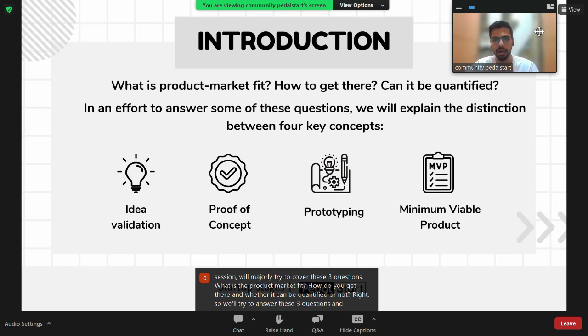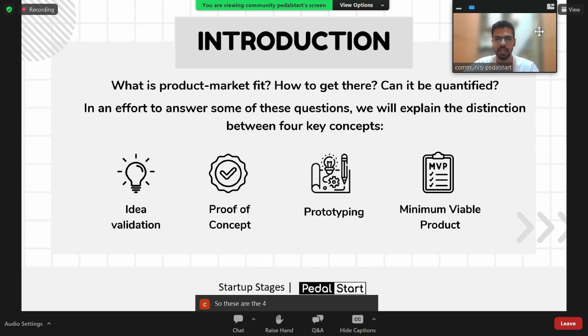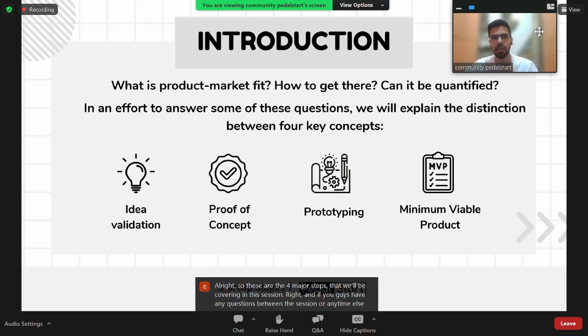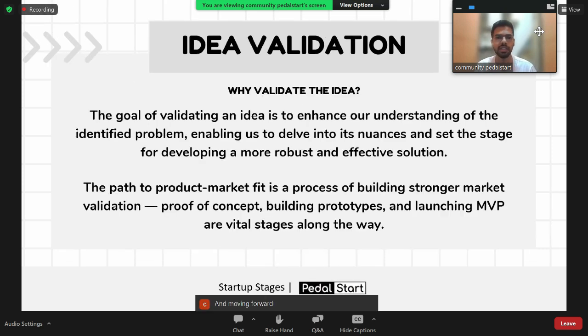To reach a stage of product market fit, a startup needs to go through these following four major concepts, right? One needs to validate their idea, build a proof of concept, build a prototype, and eventually release a minimum viable product in the market, right? So these are the four major steps that we'll be covering in this session. And if you have any questions during the session or anytime else, you can drop your questions in the Q&A section, right? Moving forward into the idea validation stage.